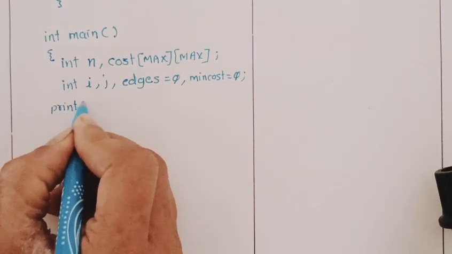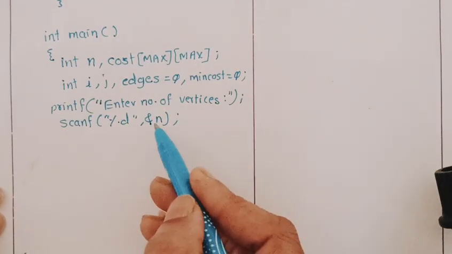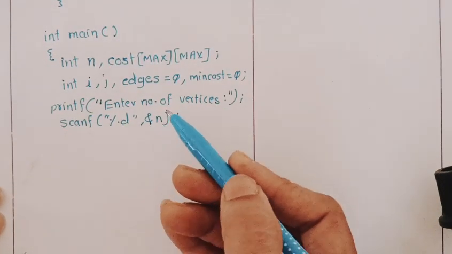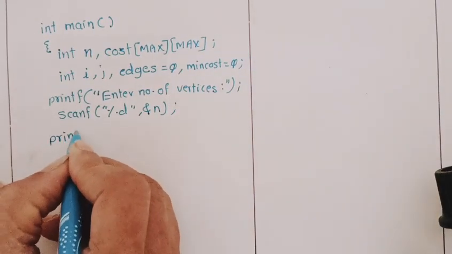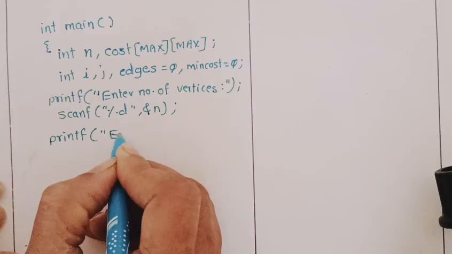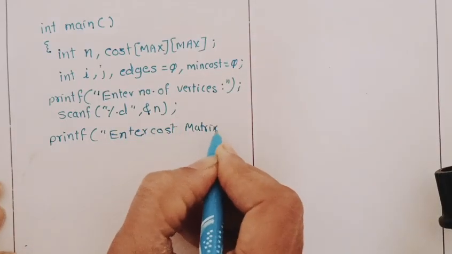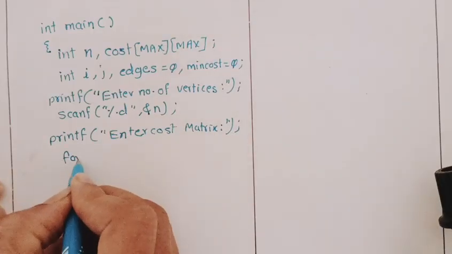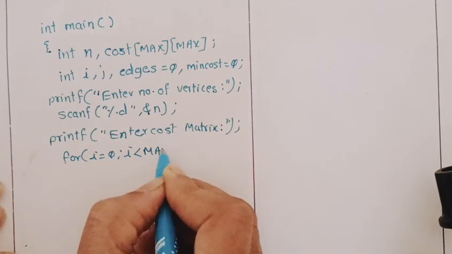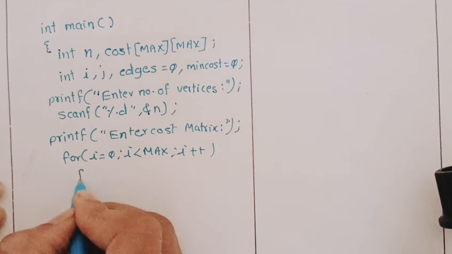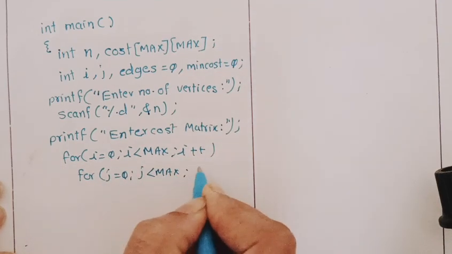Next you have to read the number of vertices, that is the n variable you have to read here. Then you have to read the matrix. For the matrix, what do you have to do? You have to use 2 for loops here. So for i equal to 0, i less than max. Same for j equal to 0, j less than max, and j plus plus.